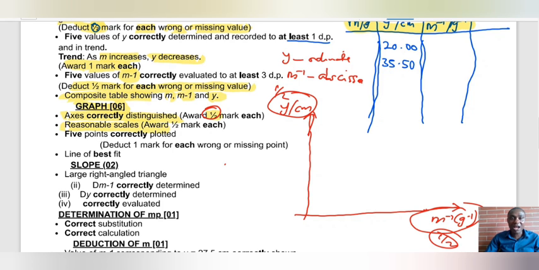Okay, half mark each again. So a reasonable scale means that on the vertical axis, you should get a very good scale. What it means is that the values should be well spaced out.